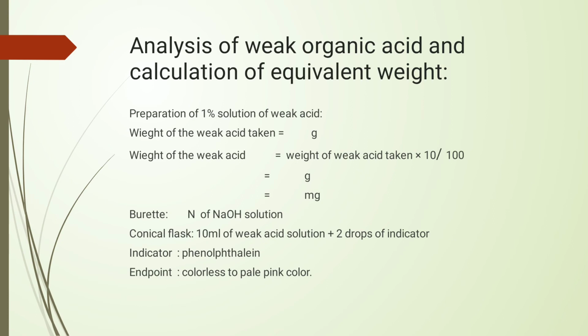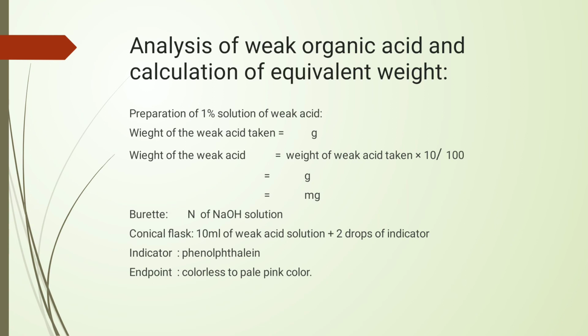Now the main analysis: analysis of the weak organic acid and calculation of equivalent weight. This is the important aspect of this experiment: preparation of 1% solution of weak acid. Note down the weight of the weak acid taken. Weight of the weak acid is equal to weight of the weak acid taken into 10 divided by 100. Using this formula, we have to prepare the 1% solution of the weak acid. 1% solution is nothing but 1 gram of solute per 100 milliliters of final volume. 1 gram of solute is dissolved in 100 ml of water.